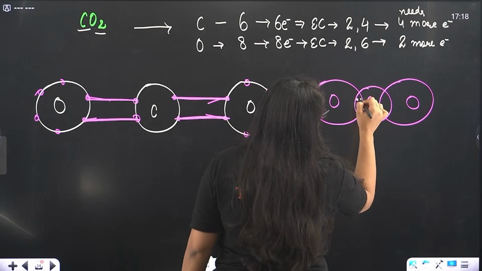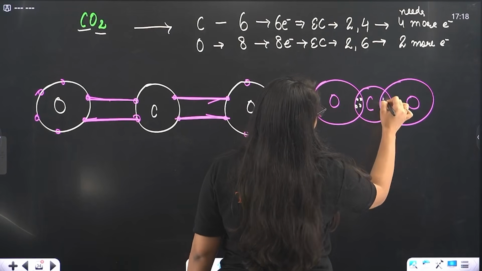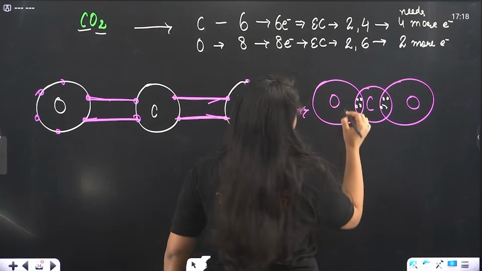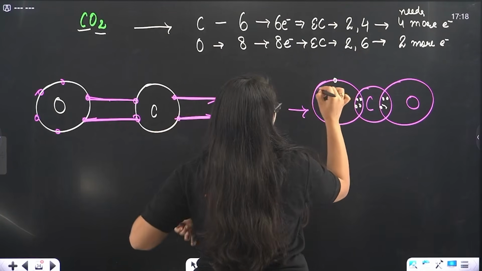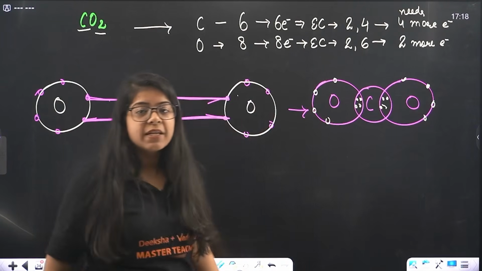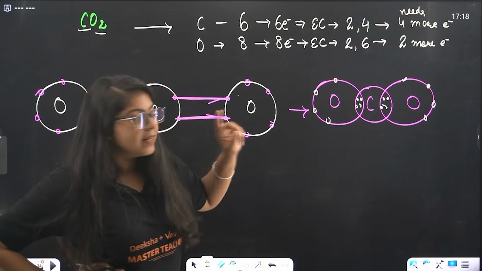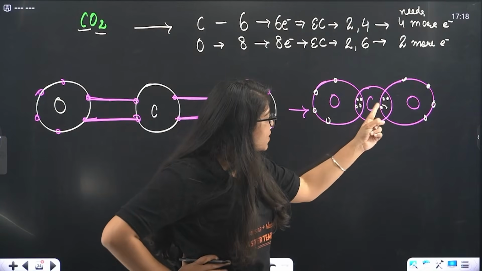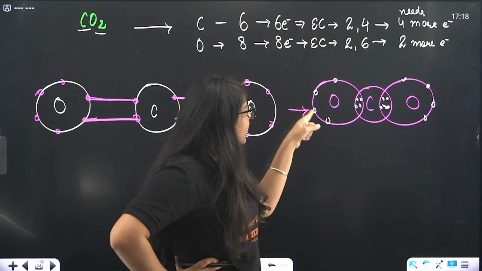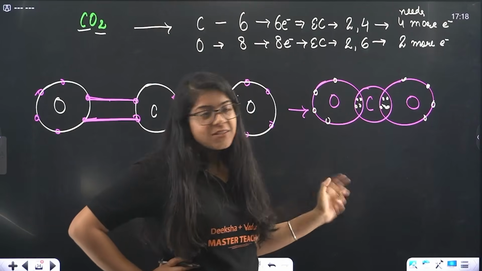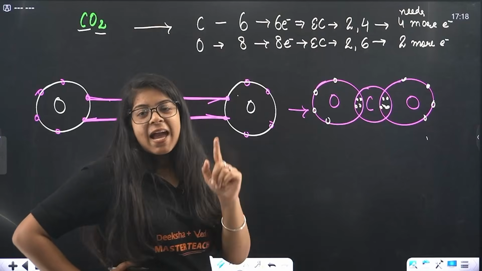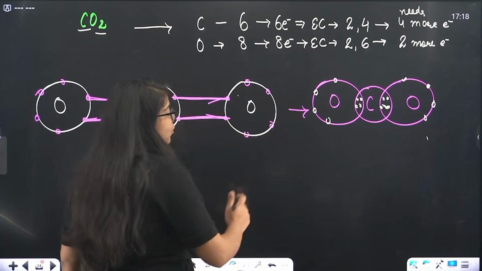So we have 1, 2, 3, 4 electrons, and the rest of these are here. Now count their octets. Carbon needs how many? 8, right? 1, 2, 3, 4, 5, 6, 7, 8. Carbon is happy and stable. Oxygen also has 8, happy and stable. And this is the final formula of carbon dioxide.